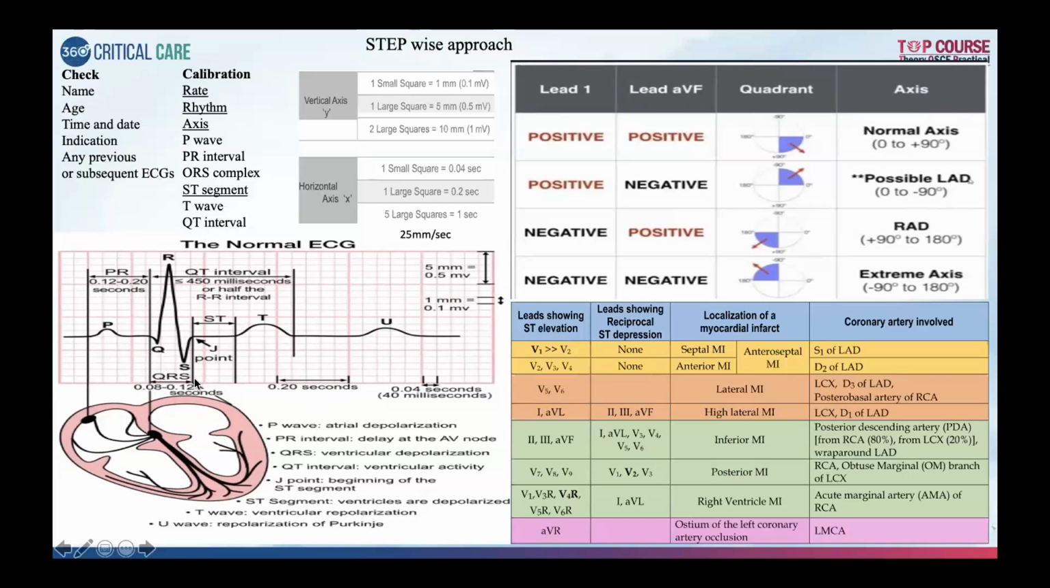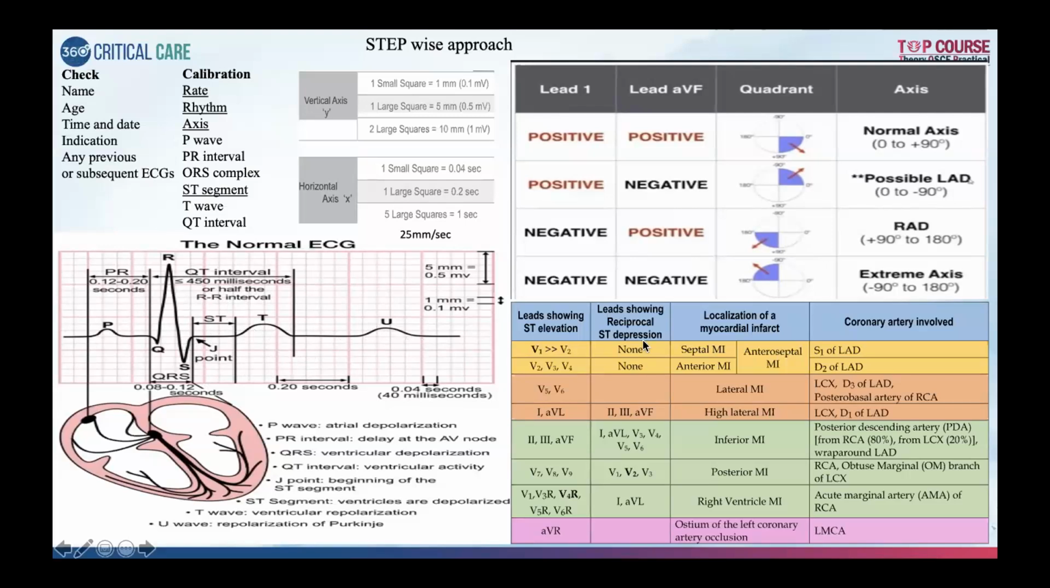Then look at the QT interval. When you're calculating the QT interval, it should be below 450 milliseconds. We already saw that one large square is 200 milliseconds, so you're looking at almost two large squares. If it is beyond that, then you're dealing with something like long QT syndrome. Then look at the T wave, whether it's tall or inverted. Then look at the J point, which is the junction between the S and the ST segment, whether it's elevated or depressed. Next, the U waves.